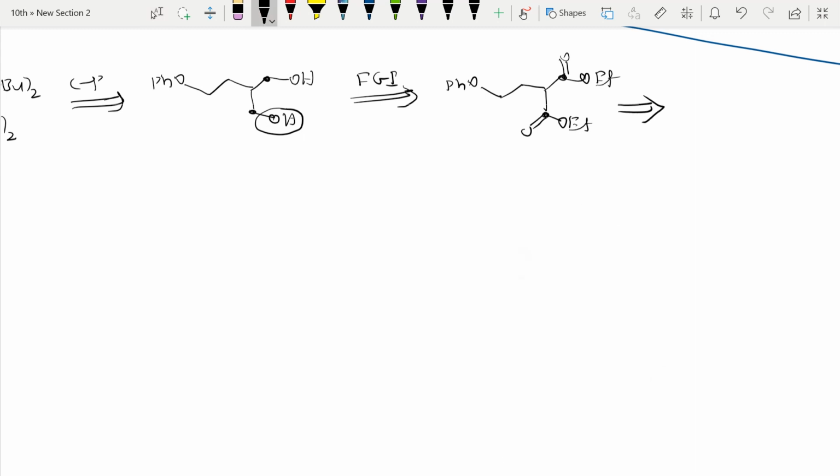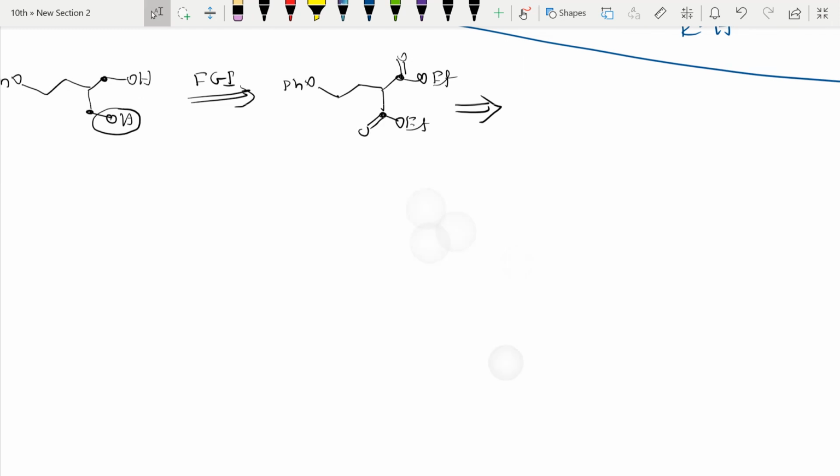Further, again I will dissociate. So this is nothing but a 1,2 carbon dissociation, we can call it, right? So see here, this proton will be acidic, right?